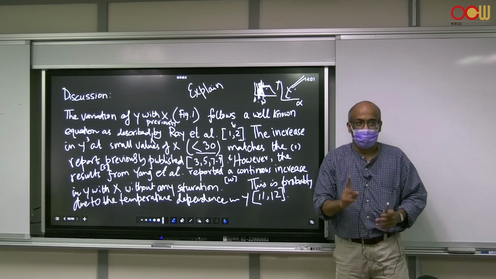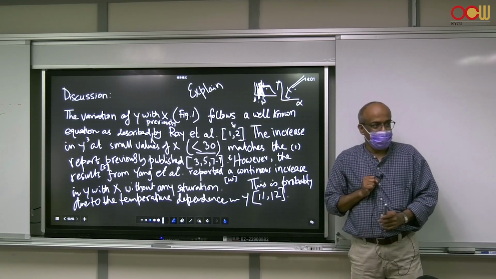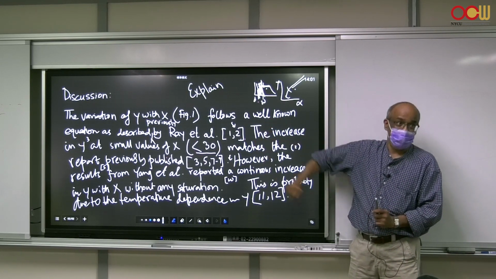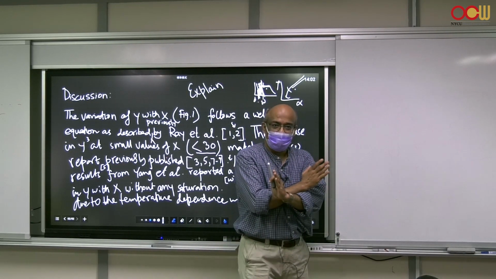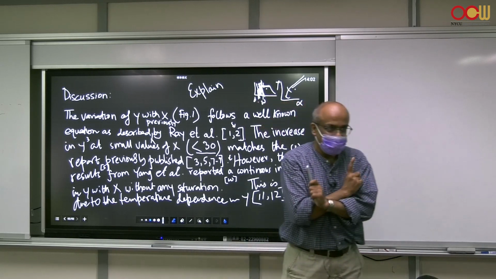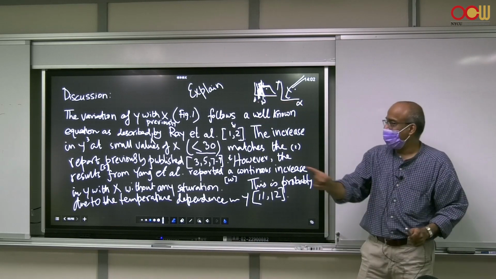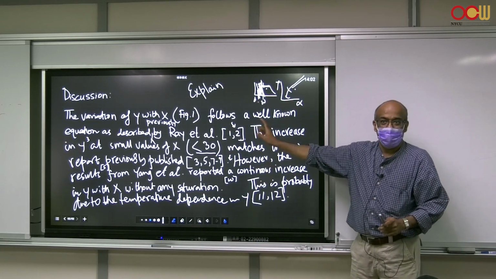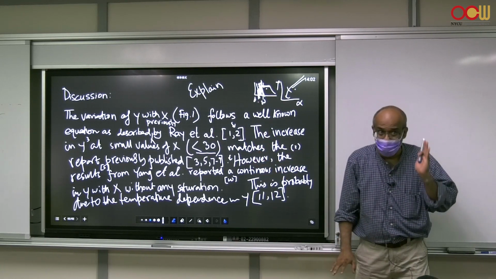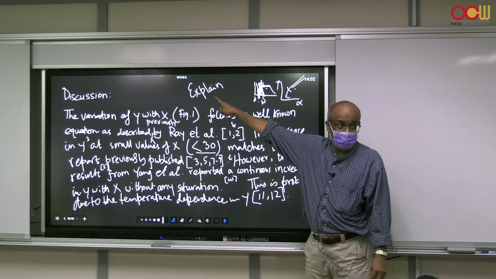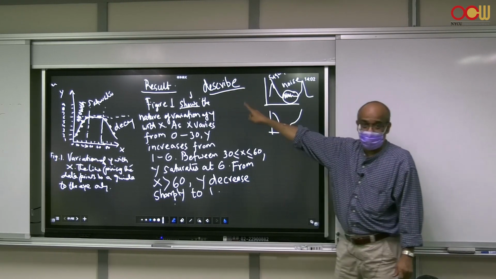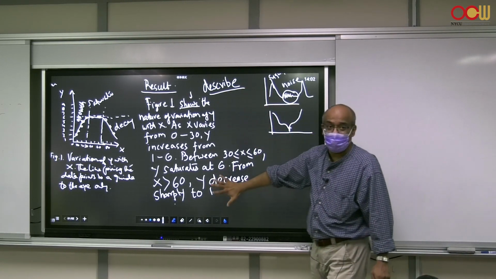Remember the rules. There should be no reference in result. There should be reference in discussion. In result, you are not explaining the science. You are explaining the science in discussion. Result is description, not explanation. This one is explanation. Result is describe. And try to describe as clearly as possible.